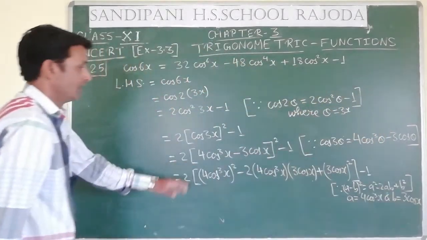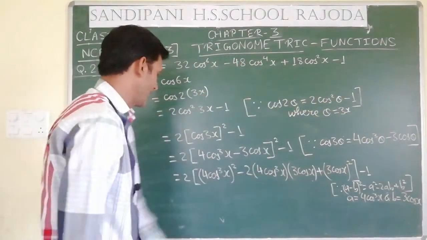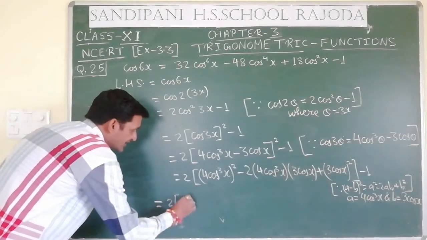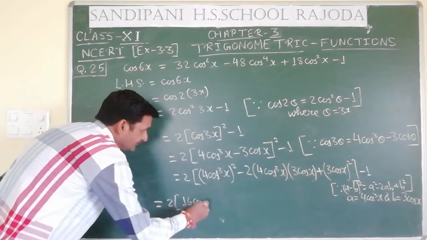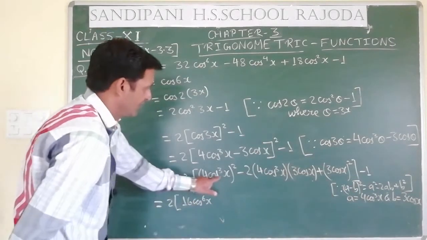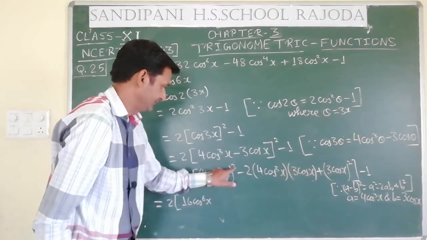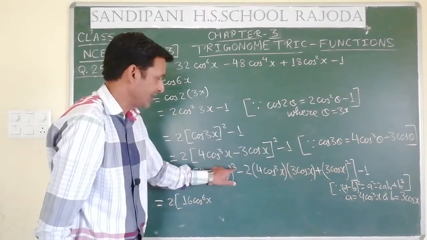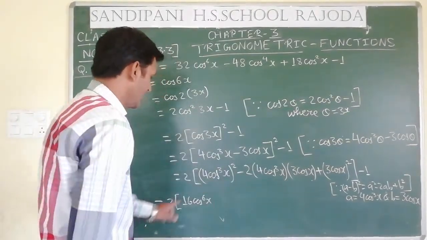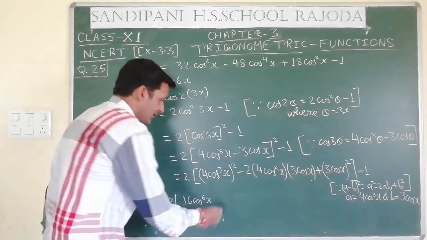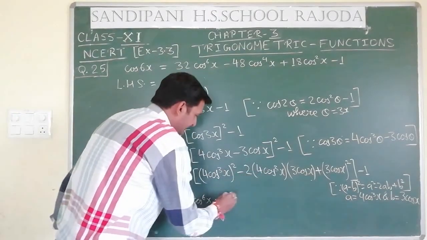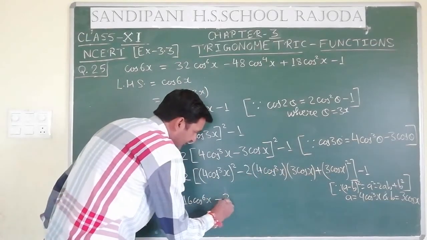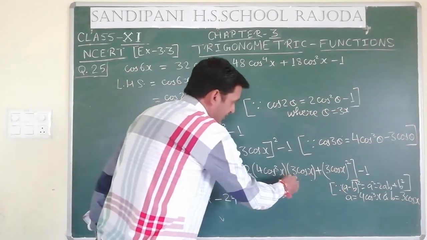So now see, if we square this, then what will happen? It will become 2 into 16 cos raised to the power 6x, because x raised to the power m raised to the power n is equal to x raised to the power m into n. So power is multiplied by this power, 3 2s are 6. So 16 cos raised to the power 6x minus, 2 4s are 8, 8 3s are 24. So you may write 24 directly here. 2 4s are 8 and 8 3s are 24.